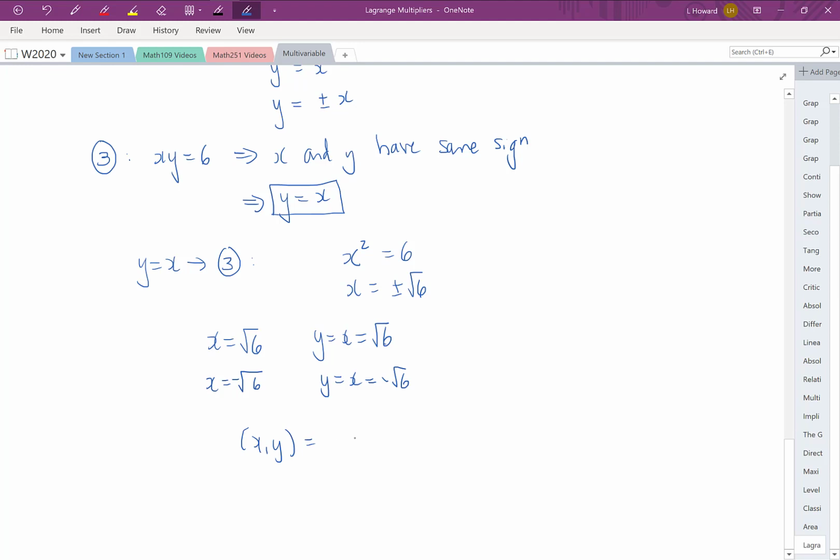Here's our solution coming up. So x and y can be either root 6, or the negative version of that. So you could actually just write plus or minus root 6. Just to make that look like a final answer, I'll say the points are plus or minus root 6.